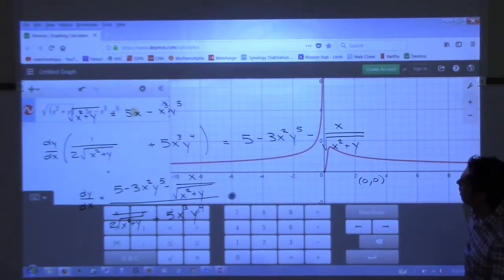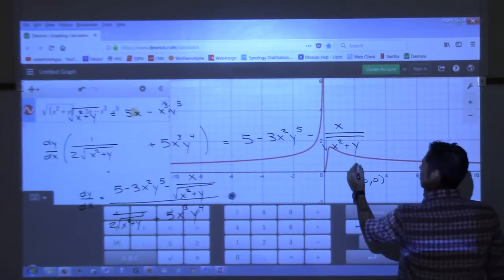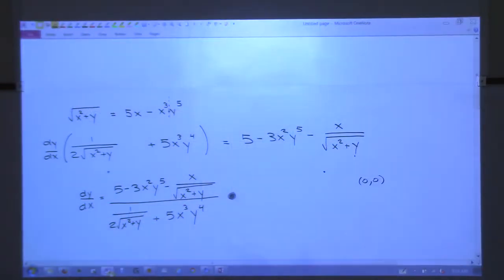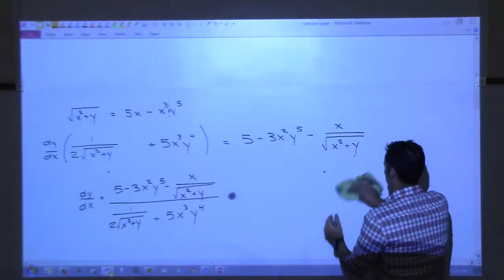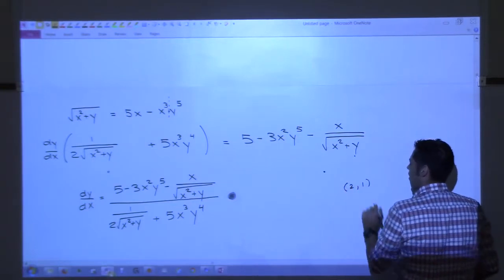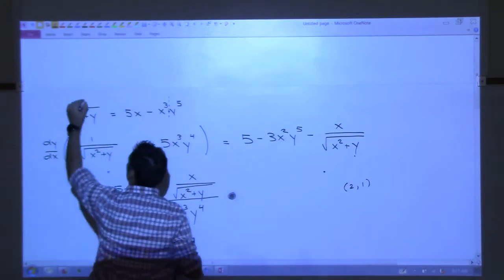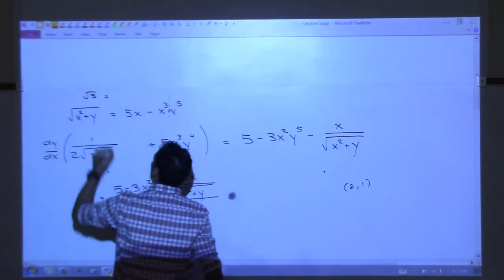Now, I don't think I can just look at this and see a point that would be, is this a point? Is 2, 1 on our graph? Is 2, 1 on our graph? Let's see. Is 2, 1 there? If I plug in 2 for x and 1 for y, let's see, what will we get here? Root 5? No, I don't think that's going to work. No.